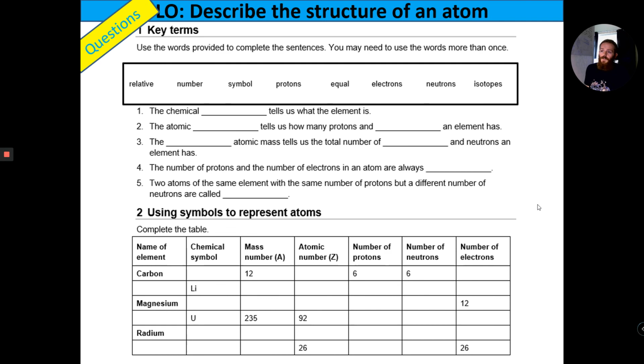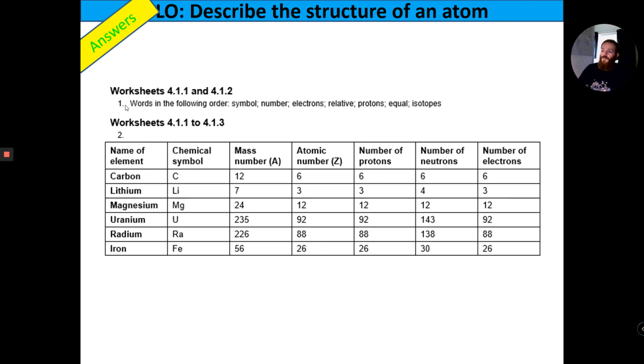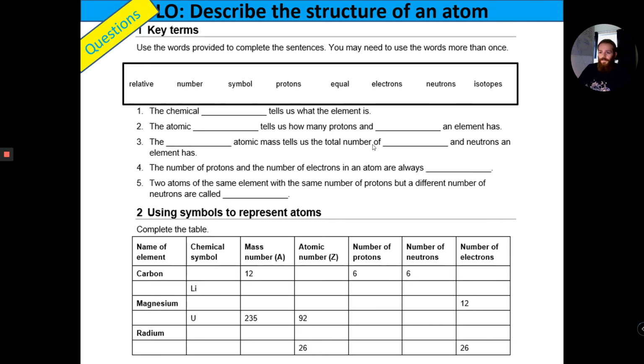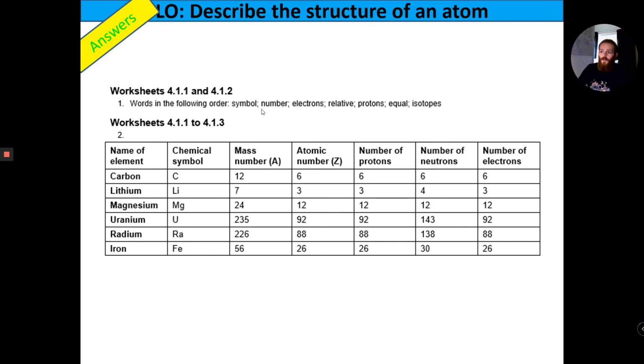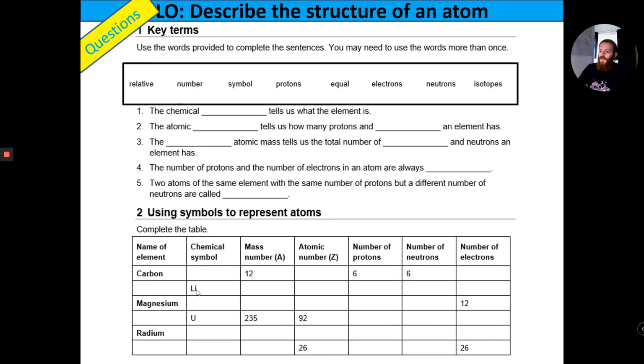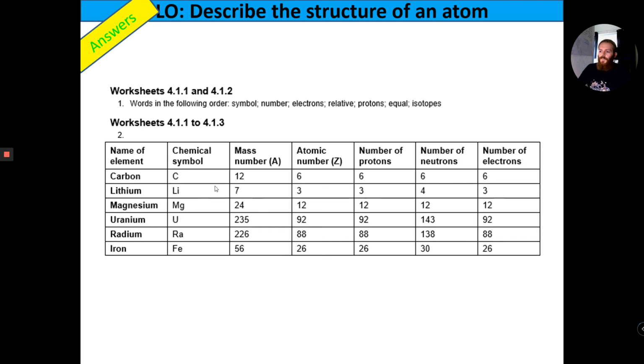Okay, and then your answers are there. For the first one, obviously we've got gaps here. These are the words in order: symbol, number, electrons, relative, protons, equal, isotopes. Now isotopes I've not gone through today, but we will go through those in another lesson, I think. And then for the table down the bottom, what name is it? You're going to need a periodic table for that. Hopefully you use that. I forgot to mention that. But those are the answers there for everything that you need.